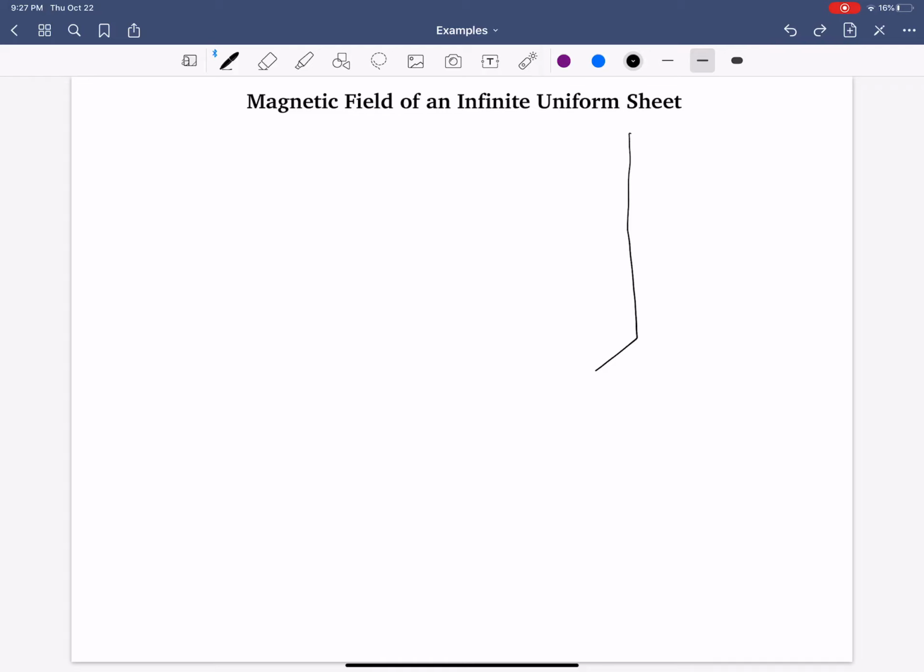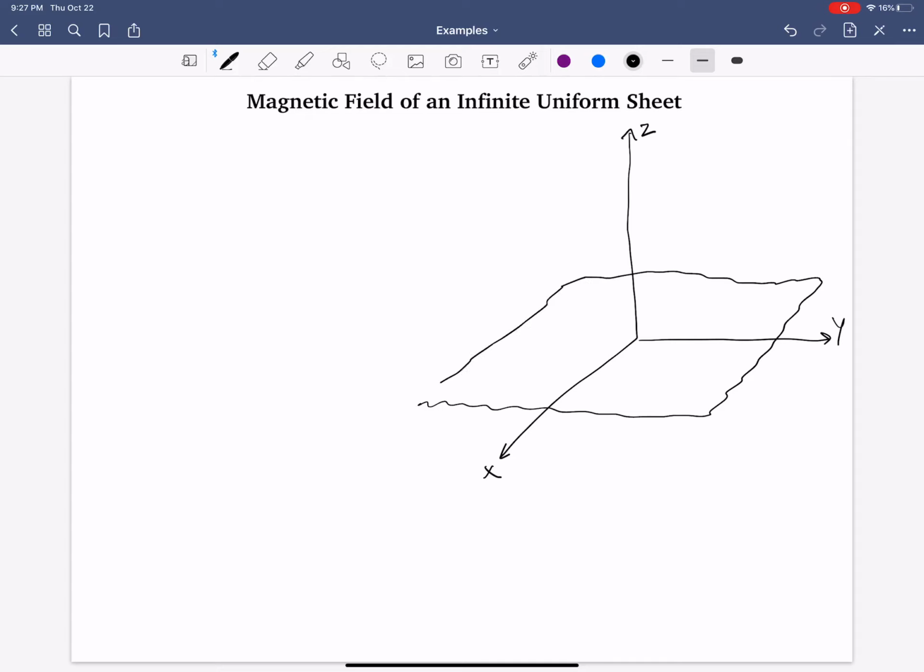So let's draw an axis, and then we will place this sheet on this axis such that it looks like this. The squiggles are to tell you that it's an infinite sheet. It's not of a constant area, it's uniformly big. Let's say the current direction goes in the plus x direction, so towards us.